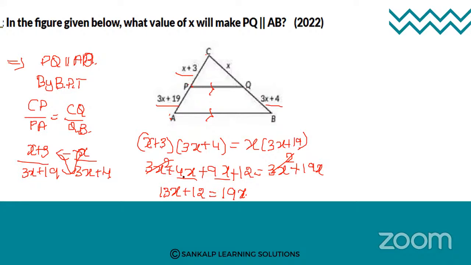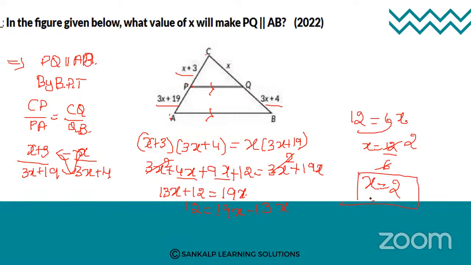Now, transfer this 13x to this side. 12 is equal to 19x minus 13x. So 19x minus 13x, you will get 12 is equal to 6x. So transfer the 6 to this side. x is equal to 12 divided by 6. 6 ones are 6, 6 twos are 12. Therefore, x value is 2 you will get.